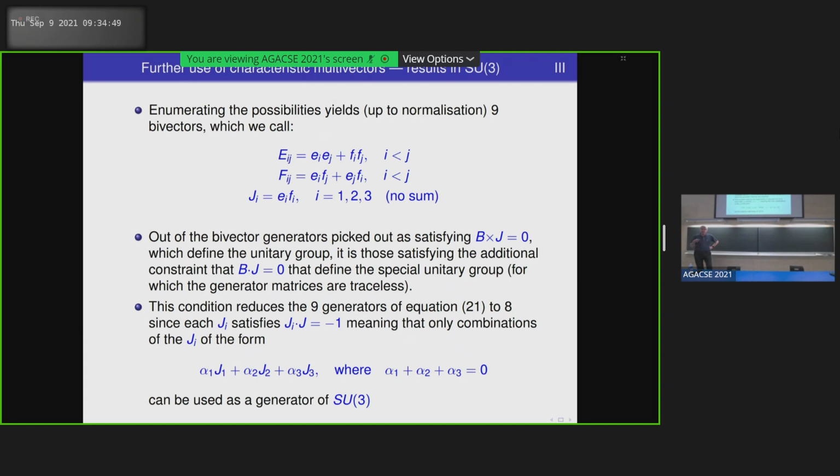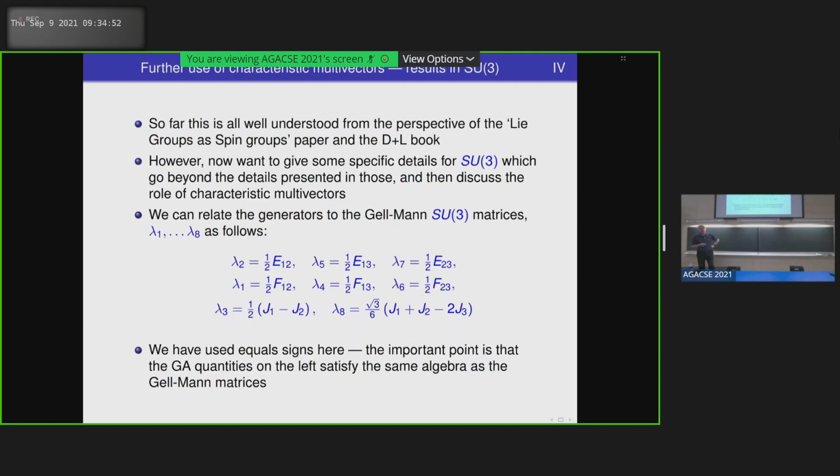So then you're down to 8 generators, and those are the equivalents of the 8 Gell-Mann matrices in particle physics. Now, this is all well understood from the perspective of the Lie groups and spin groups paper, and we included quite a bit about this in the Doran and Lasenby book. Now, what I'm going to talk about goes a bit beyond this. I want to give some specific details for SU3, which go beyond those, and show how it links to characteristic multivectors.